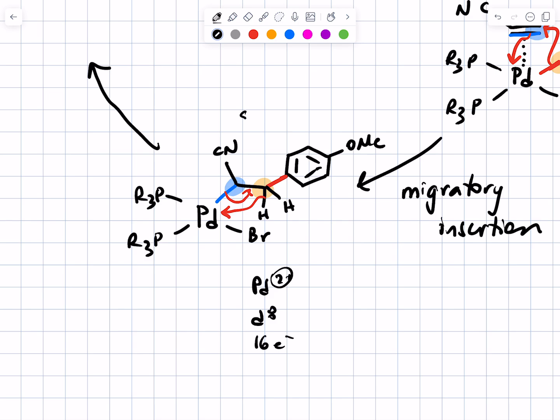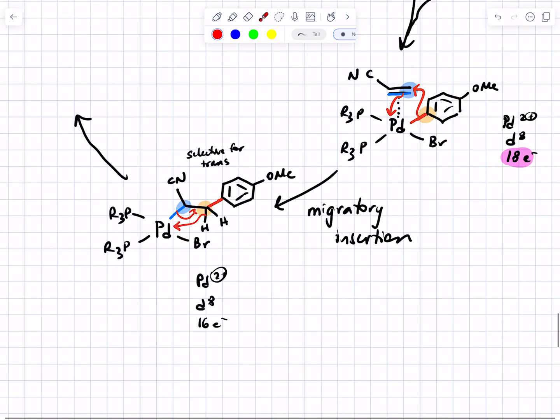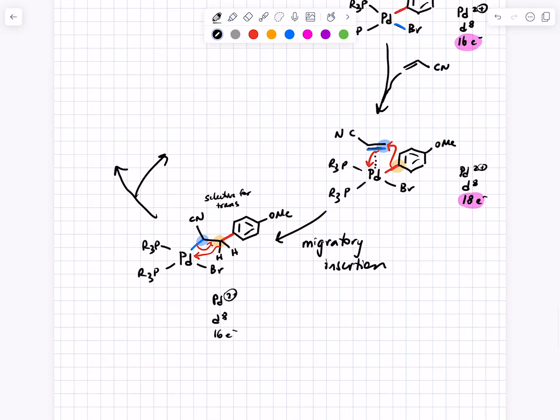The process here is, and there's a reason for it, but we don't really have time to go into it. It's selective for trans because the palladium has to be on the same side of the molecule as the hydride for this to occur, and the most stable conformation is for this phenyl group and this cyano group to not be eclipsed with each other, but to be sort of on opposite sides of the molecule. So that's the point at which we get our product, which as we drew above looks like this.